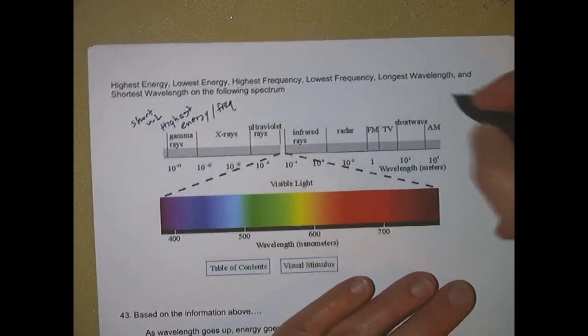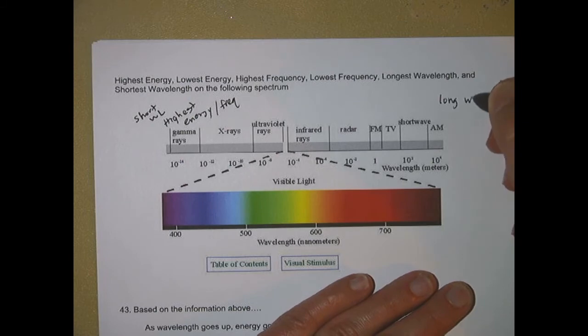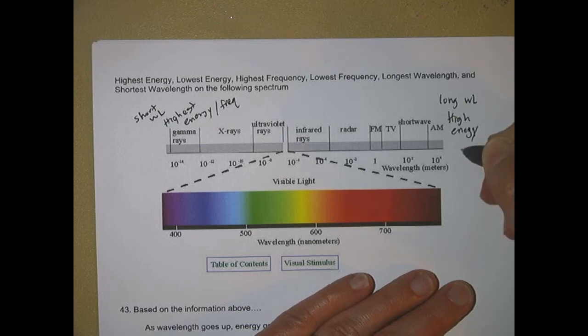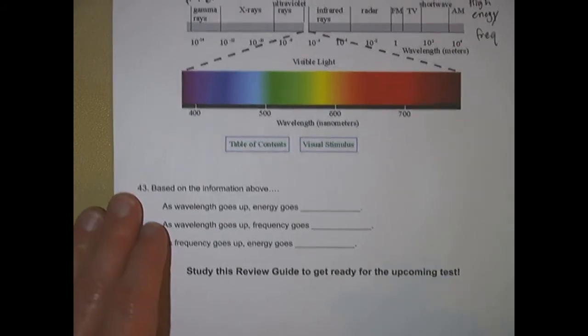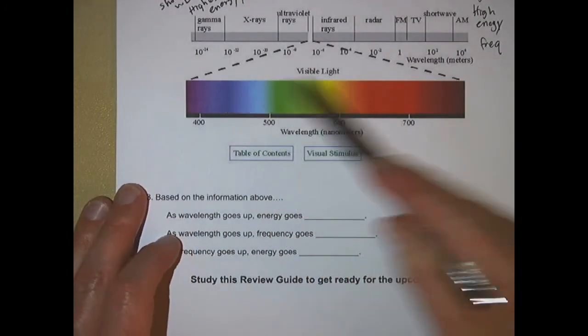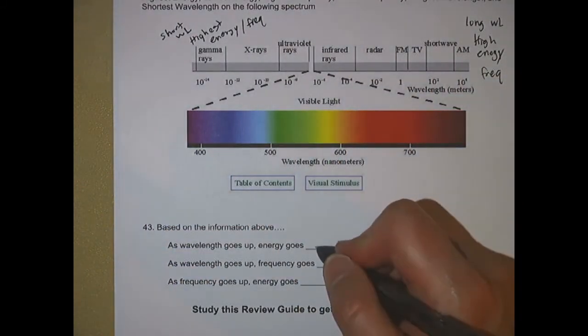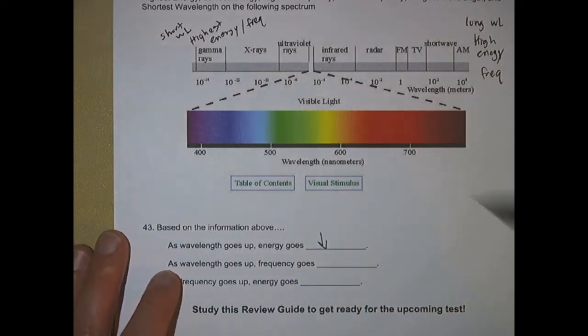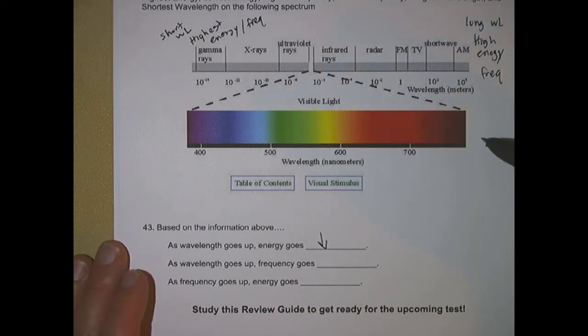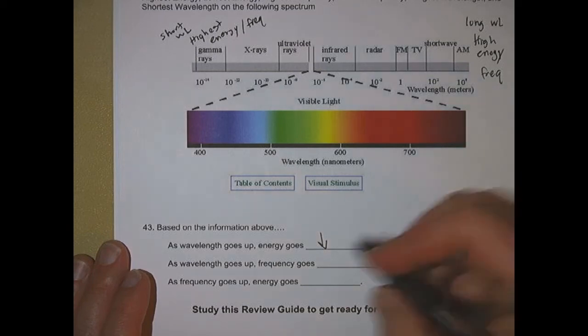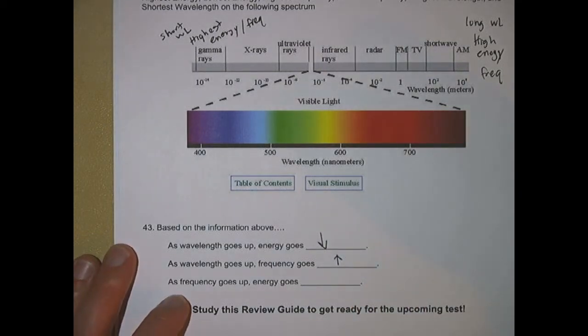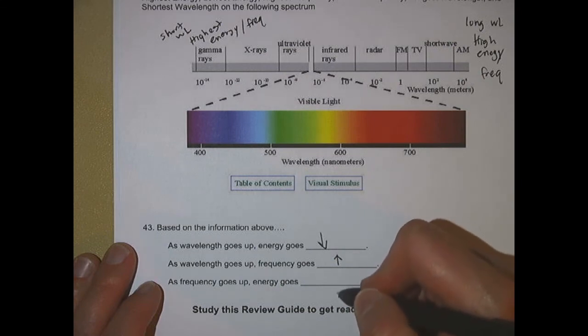And then on the other side, you have the exact opposite. These are the long wavelengths. They would have low energy and frequency. And based on this information above, you can see as the wavelength goes up, as we get longer and longer wavelengths here, the energy goes down. And as the wavelength goes up, the frequency goes down. And as the frequency goes up, energy goes up as well.